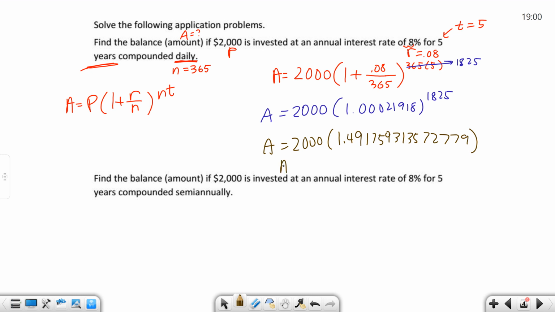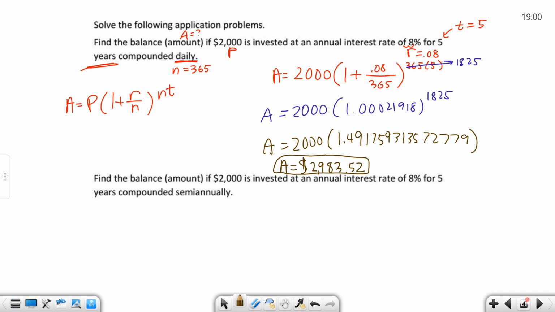So my amount is $2,983.518. Then what does the 8 tell the 1 to do? Round up to 52. So $2,983.52. If you invested this money compounded daily, that'd be great if you could get it compounded daily.